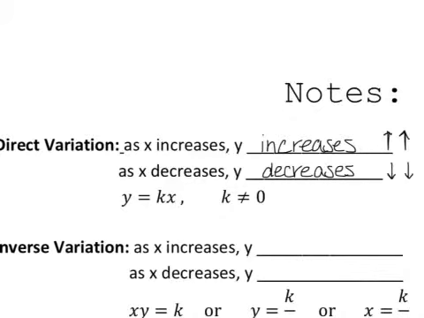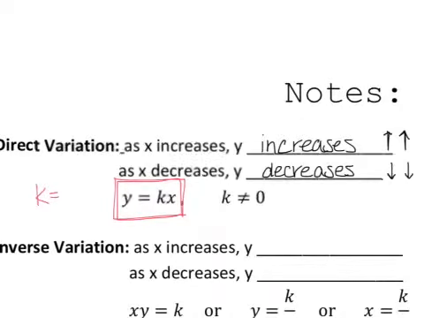Okay, so when we have direct variation, this is the form that it goes in. When we're trying to find K, we just get K by itself, so we're going to divide both sides by X right here. So we get K equals Y divided by X. Those are the two formulas that we stick to when we're trying to work with direct variation. Remember, in direct variation, whatever X does, Y does the same thing.